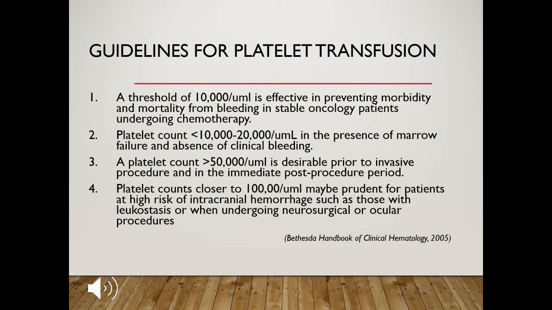So, it says here in the guidelines, if it's more than 50,000, then you may not transfuse. So, the threshold is less than 50,000. Prior to a procedure, kailangan magsalin.